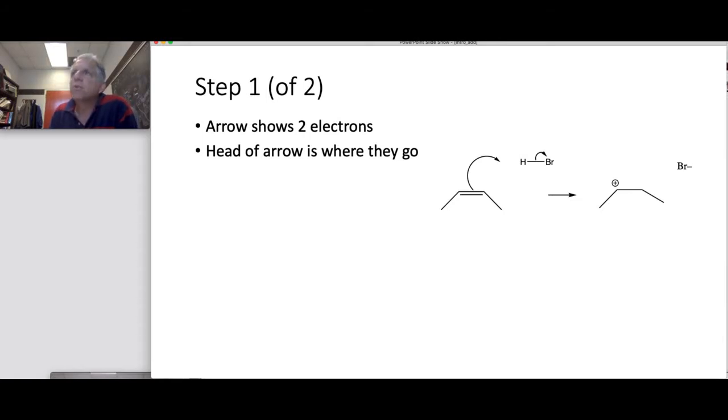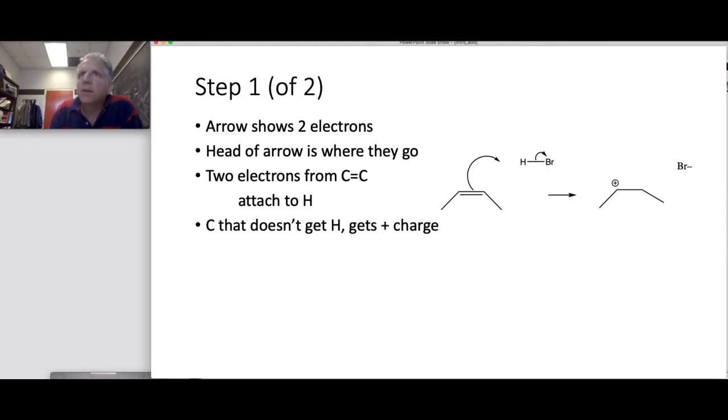So imagine the words weren't there. That diagram to the right has real meaning to an organic chemist. The arrow is two electrons, and they're where they're going. Let's read this. Starting from the beginning of the set of two arrows, two electrons start from the C double bond C, and then they attach to the H of the HBr. That's what that arrow means. One carbon gets the H. It looks like here it's the right carbon that gets the H, so the left carbon gets a positive charge.